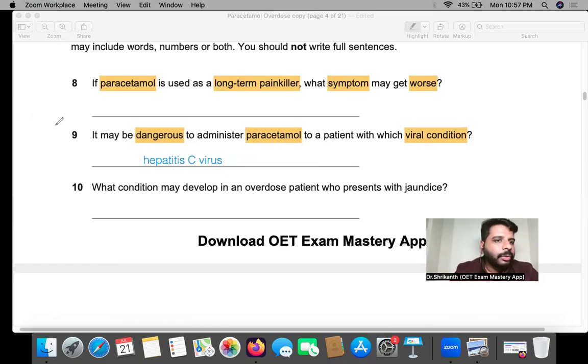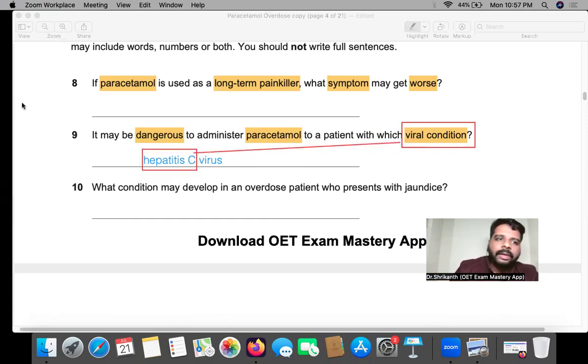See, give importance to the question. What is the question asking you? In which viral condition? Condition means what? A disease condition. So when you write hepatitis C, that is a disease condition. Yes or no? Hepatitis C, if you're writing, that is a disease condition. But if you write the word virus here, then it is not a disease condition, because hepatitis C virus is a name of a virus.